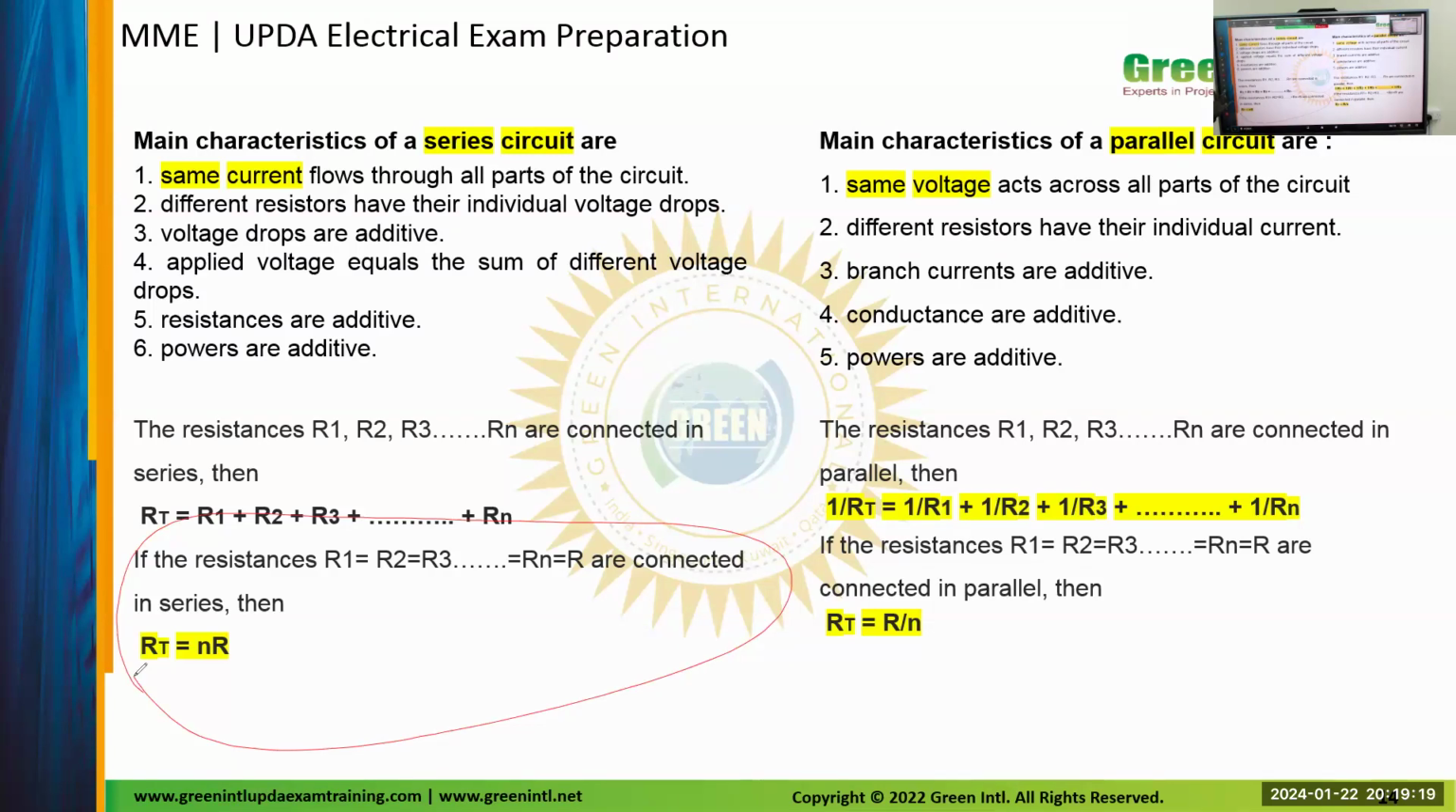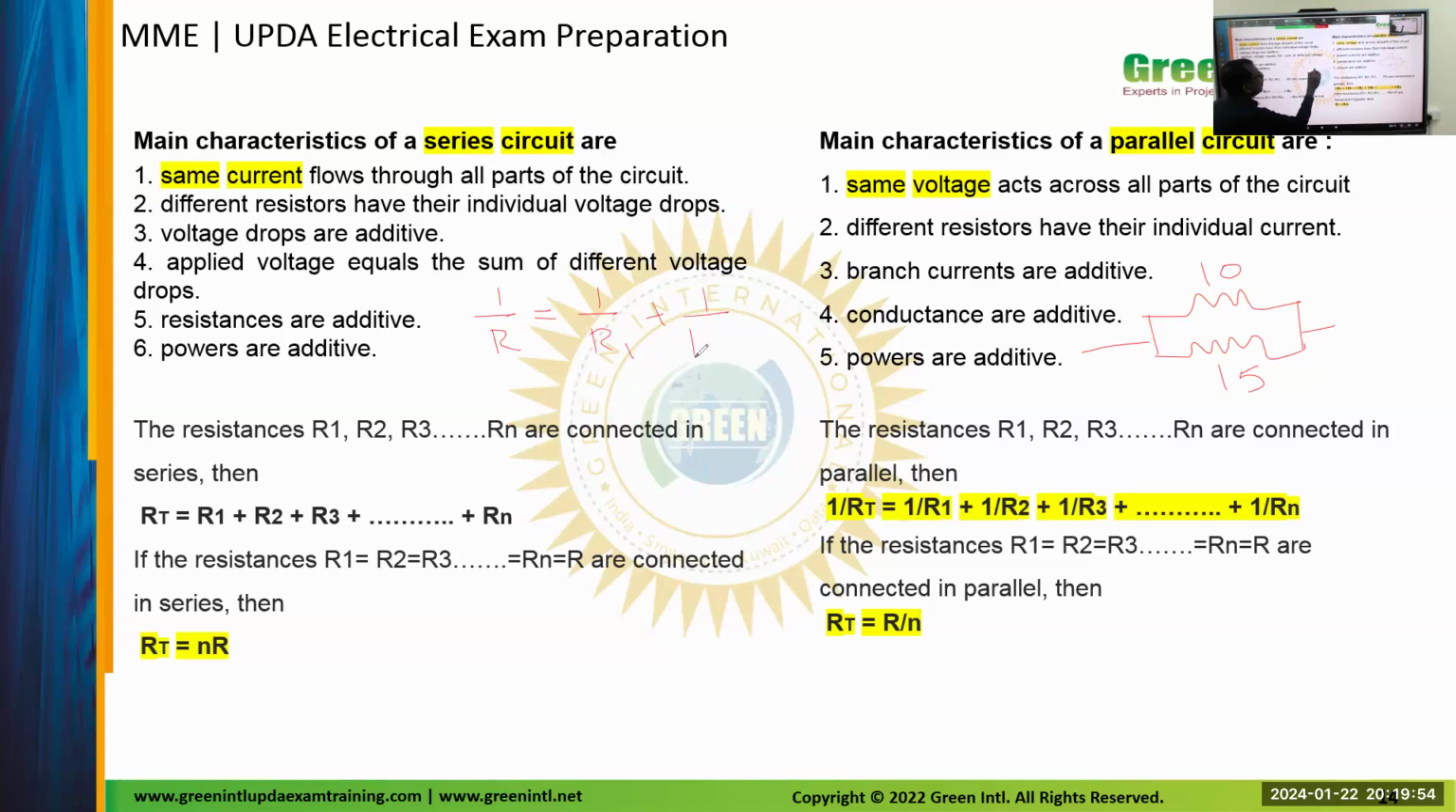Similarly, on the other hand, what is the formula for parallel? 1 by R is equal to 1 by R1 plus 1 by R2 up to N resistances. In addition to this formula, we need to remember one more formula, especially for the parallel circuit, for two resistances. 1 by R is equal to 1 by R1 plus 1 by R2. This formula is restricted to only 2 resistances.